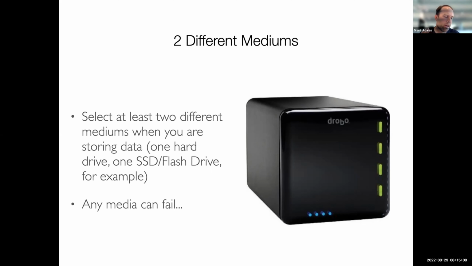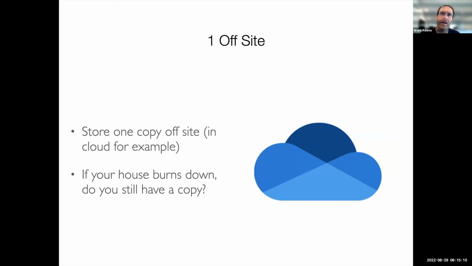3 copies, 2 different mediums, and 1 copy should always not be with you. So one should be off-site. This used to be hard. Now it's super easy. And what I mean by this is you're using OneDrive, you're using Dropbox, you're using Google Drive, and those services are keeping a copy of your file somewhere else. That's the catastrophic, my house burns down, I still have a copy. So we're covering all those bases.